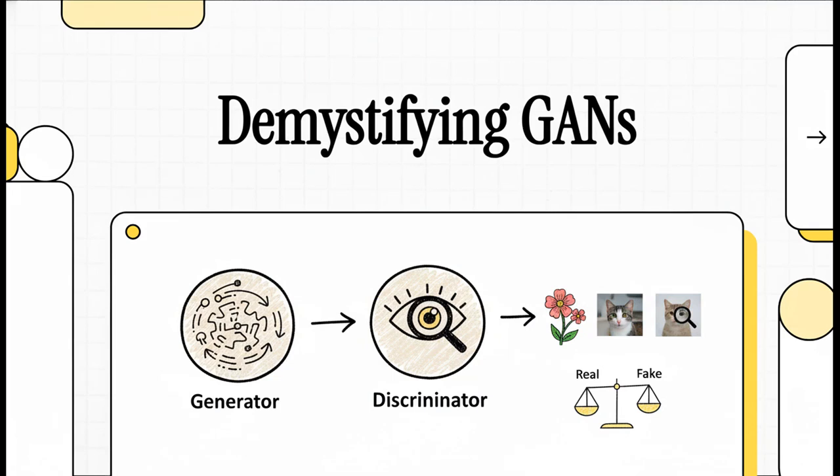Welcome. In this explainer, we're going to dive into one of the most fascinating ideas in modern AI, generative adversarial networks, or GANs for short. We're going to explore how we can teach computers not just to see the world, but to create within it, to make images, text, and sounds that are almost impossible to tell from the real thing.